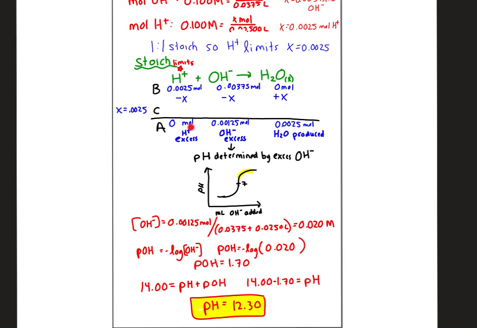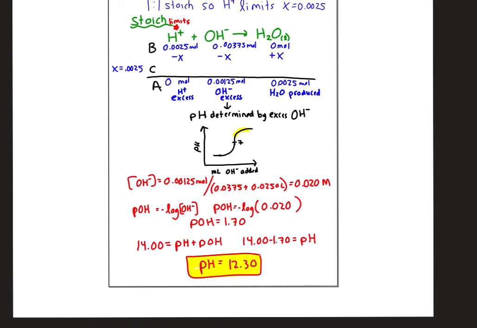So there's no excess when I plug in this, so 0.0025 minus X gives me 0, 0.00375 gives me 0.00125, 0 plus that gives me 0.0025. So there's excess OH. So we are past the equivalence point, which means the pH is determined by the excess amount of OH. So let's figure out the concentration of OH.